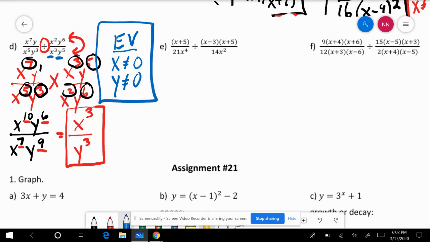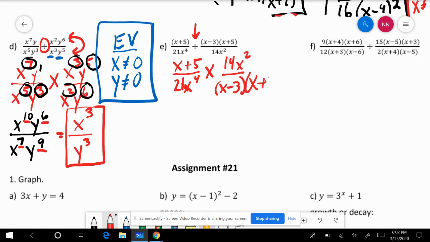Now, looking at the next one. Remember, first step with division is flipping it. We keep the first one the same. And we're changing it to multiplication. And why we're able to change it to multiplication is because we're multiplying by the reciprocal.